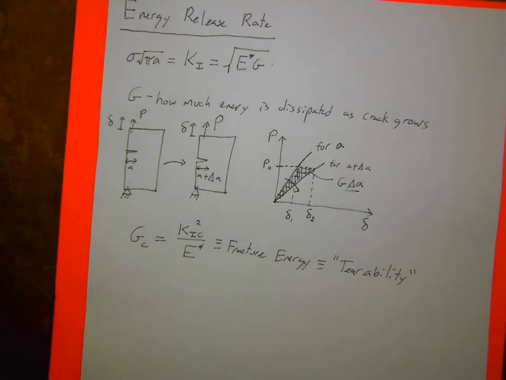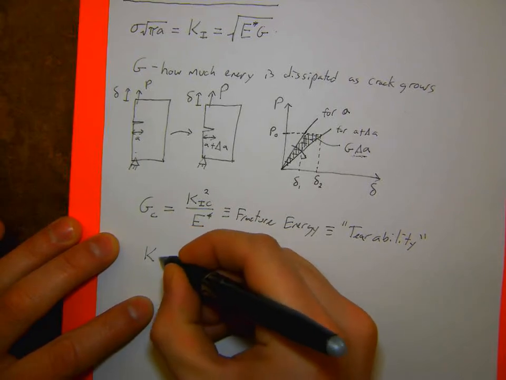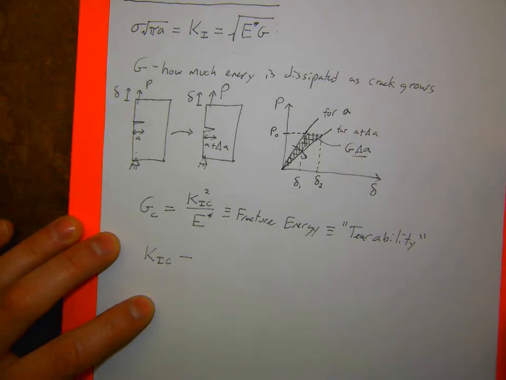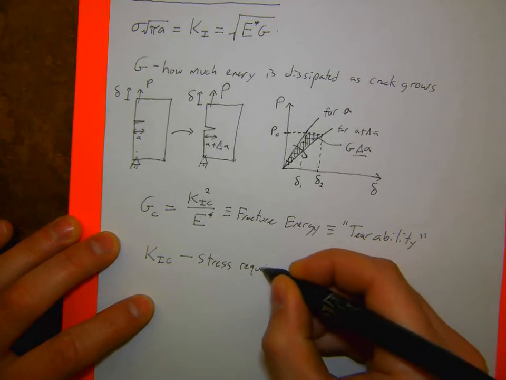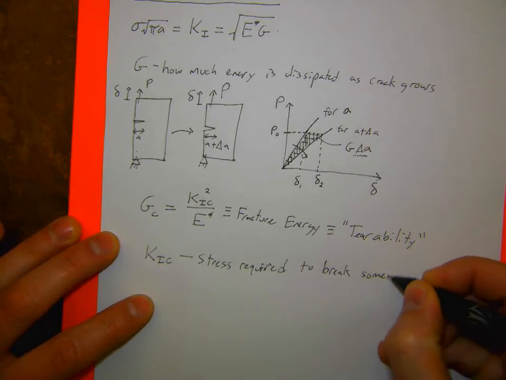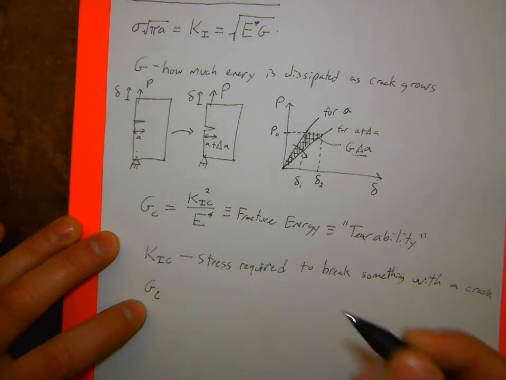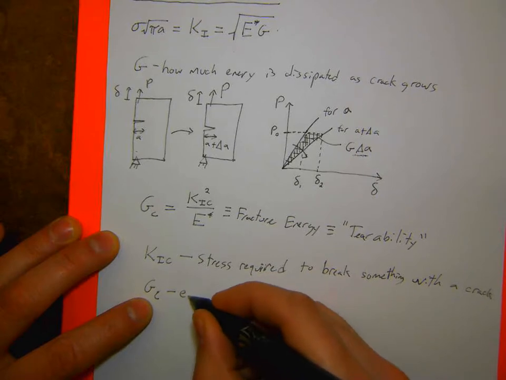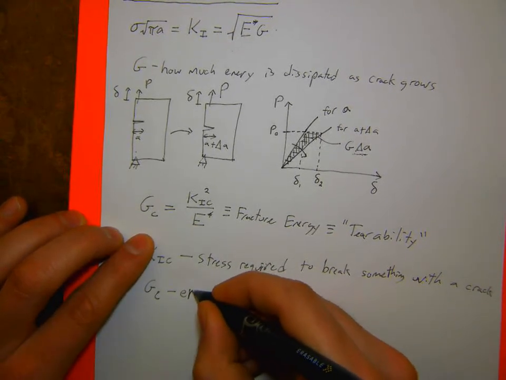So I want to make this distinction now because it's useful to understand the difference, because it helps intuitively frame fracture a little bit better. So now the KIC, we can say, is the stress required to cause a crack to propagate for a material. So this is the stress required to break something with a crack. But now the GC is a little bit more intuitive, actually, at least in my mind, and it's the energy released in the fracture process.